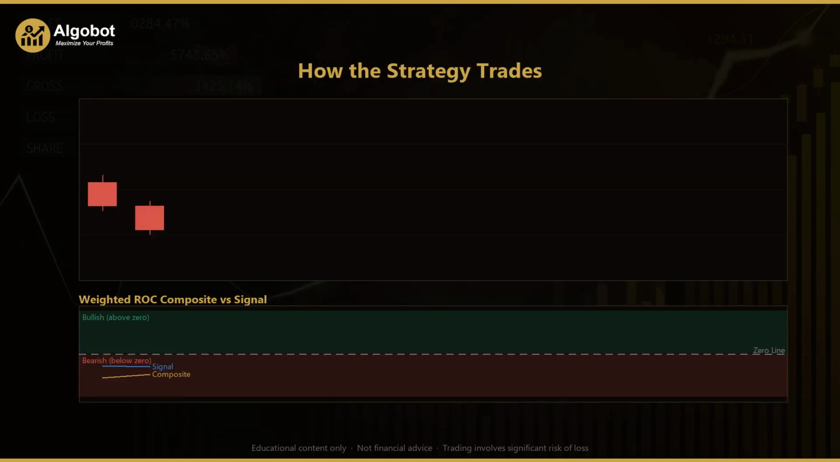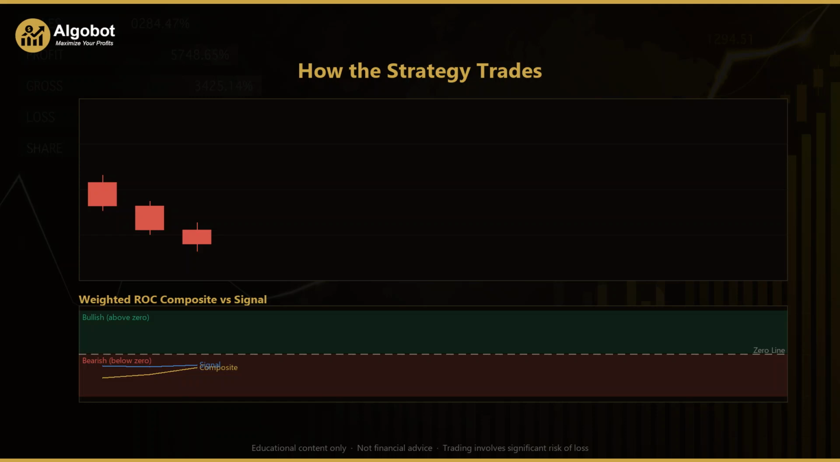Let's bring it all together on a chart. Across the top you can see price as candlesticks, and in the panel below sits our composite momentum line in gold, its signal line in blue, and the all-important zero line running through the middle. The green region above zero marks bullish momentum, and the red region below it marks bearish momentum.